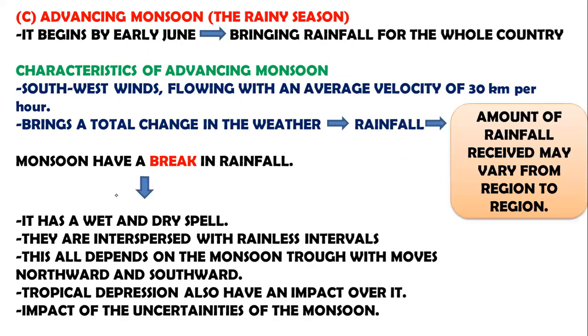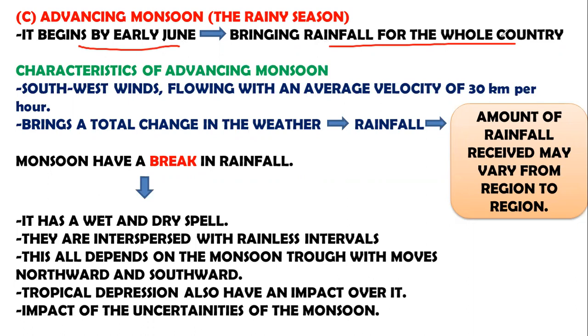Moving on to the advancing monsoon, or you can say the rainy season. In the previous video, we had seen that it begins by early June. It enters India at the southern tip of the Indian peninsula in Kerala and brings rainfall for the whole country. These monsoon winds, or you can say the southwest winds, bring rainfall for the entire country.